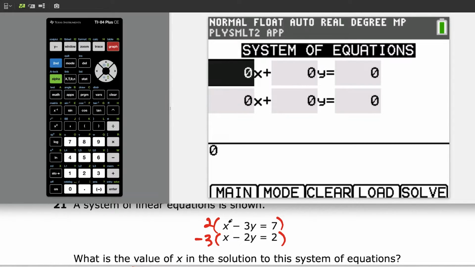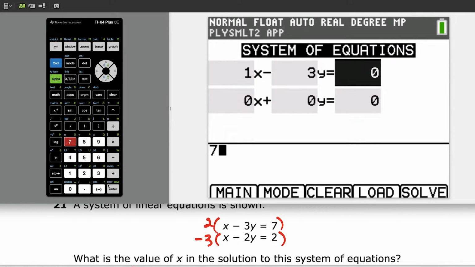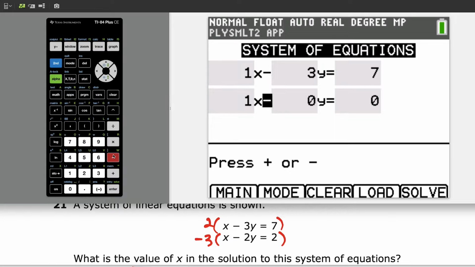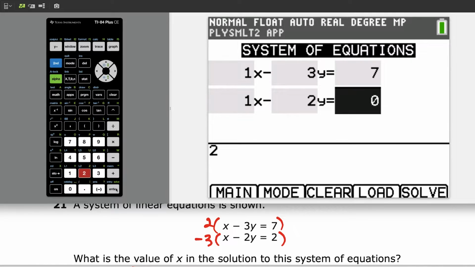And now I just type in the system. I have 1x, and then I have minus, so I'm going to change that plus to a minus by pressing the subtraction. And then we have 3y, and then this is equal to 7. So I just press 7, and I press enter. And now the bottom equation, I have 1x, and then I have minus 2y. So I press minus and then 2y, and then this is equal to 2. Okay, so I'm just typing in the original system before we multiply by anything.